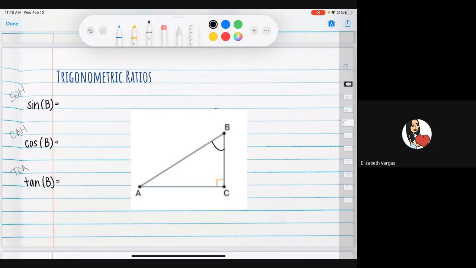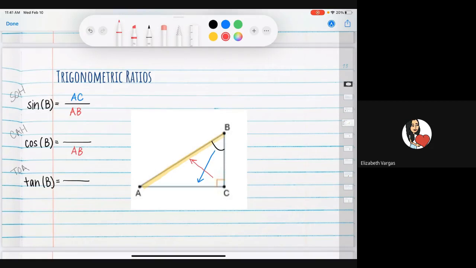And so what is this going to look like? Well, for sine, we know we have to have the opposite and then the hypotenuse. So what is the opposite of angle B? Well, we know that the opposite of an angle is the one on the opposite side. So AC would be our opposite. What is our hypotenuse? What we learned is our hypotenuse is always opposite the right angle. So our hypotenuse would be AB.